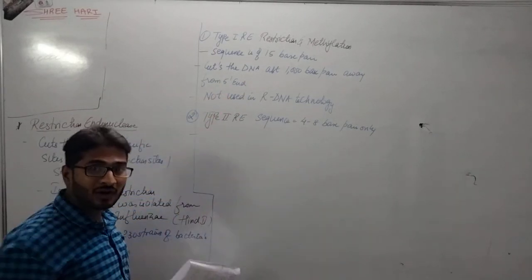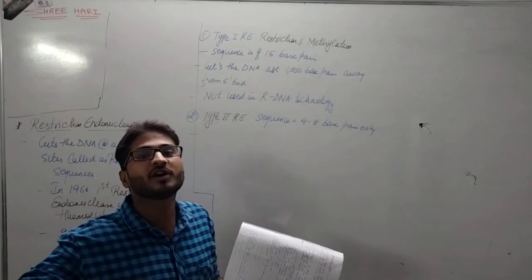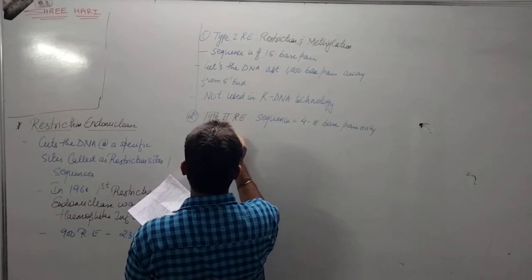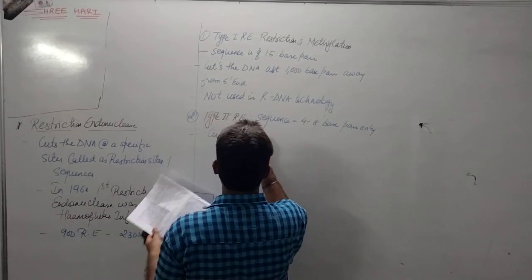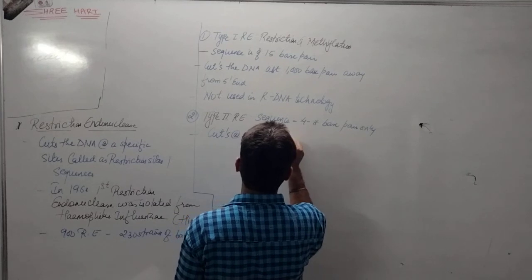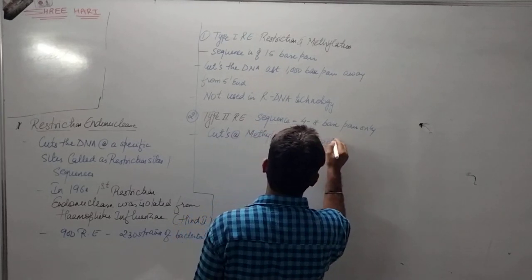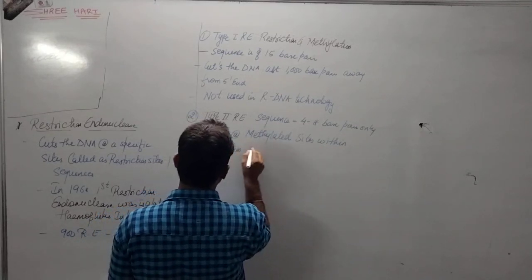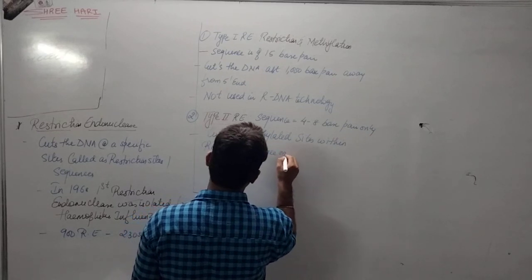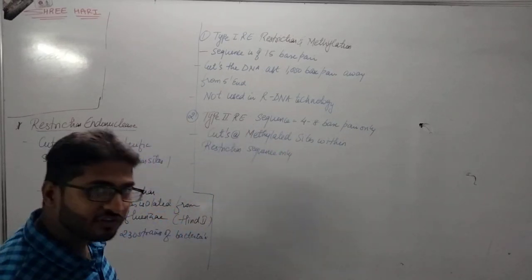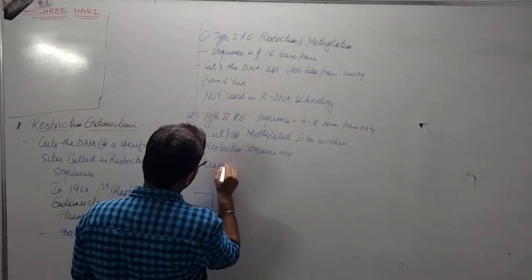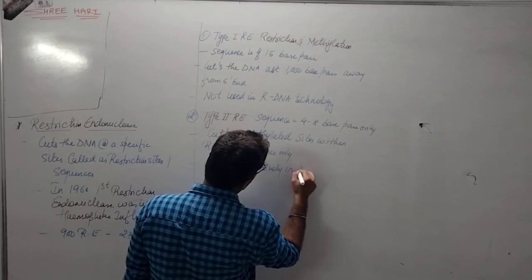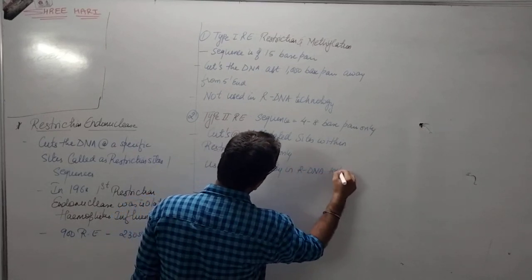In case of type 1 RE, it is cutting 1000 base pairs away from the 5' end. But type 2 cuts at methylated sites within the restriction sequence only. So if it is cutting within the restriction site of the sequence, this is used extensively in rDNA technology.